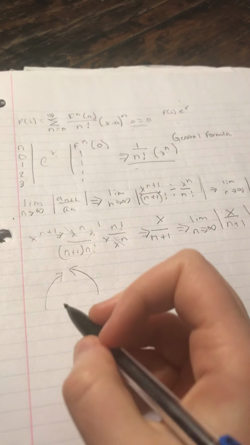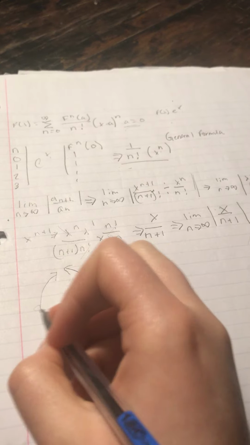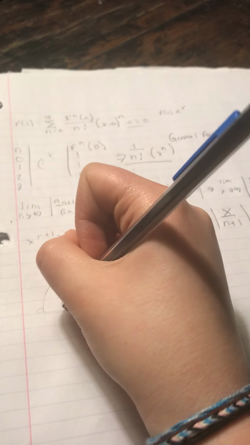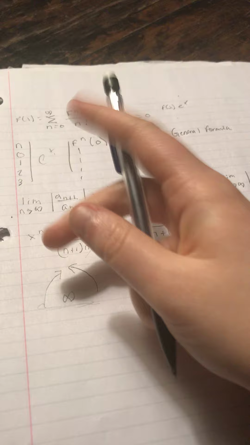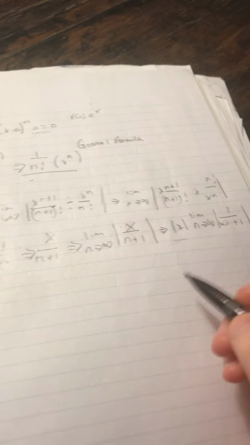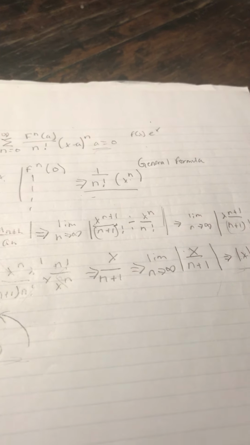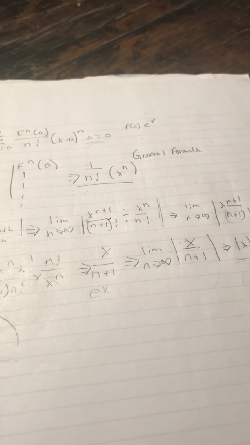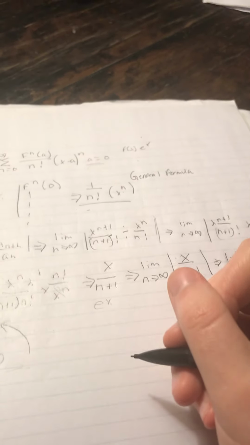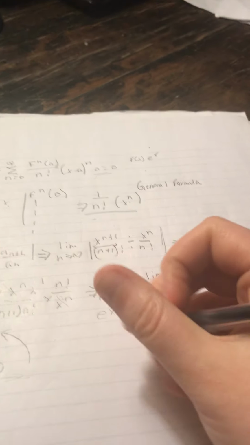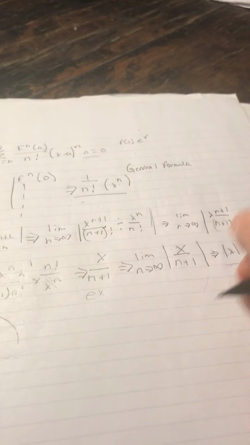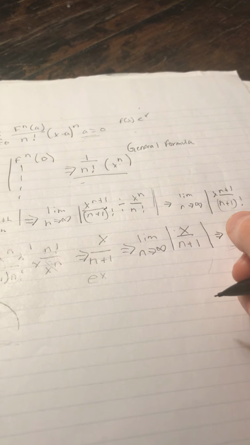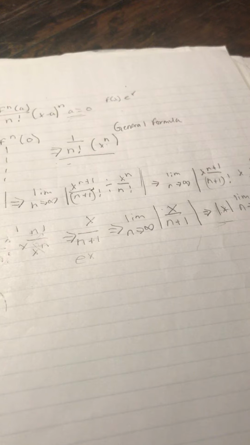The radius is going to be equal to infinity. If that confuses you, just forget about it. Just know that if you're finding the Maclaurin series of an e to the x function, and the series converges, then the radius of convergence is infinity. It will always be infinity.